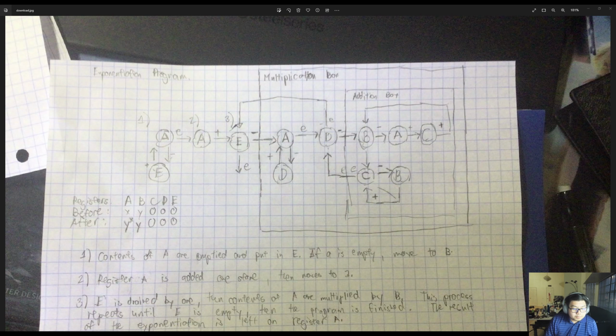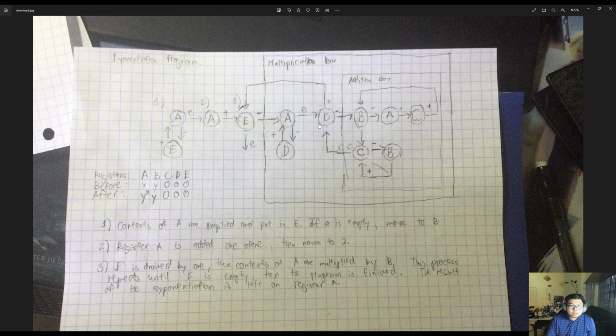And yes, I wrote it on paper. So let me explain here. This part right here, the one enclosed, is the multiplication box. This whole thing. I just did this so I can easily visualize what is happening between the registers inside. For your solution, you're supposed to disregard the registers inside, then just put a multiplication box right there.